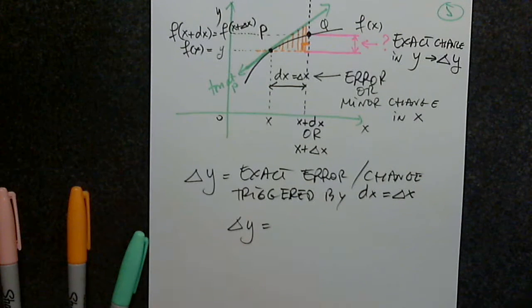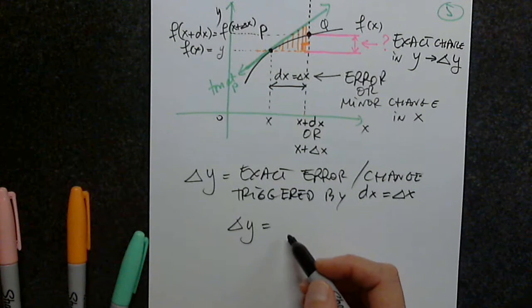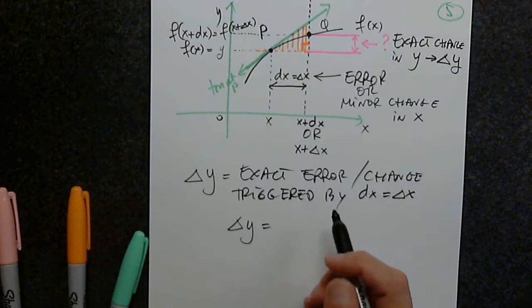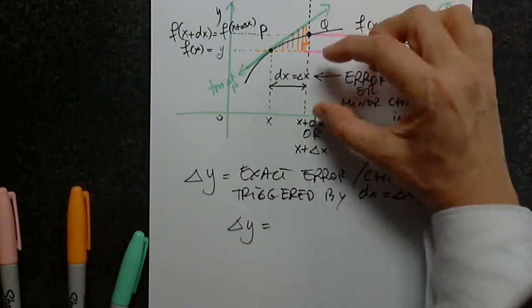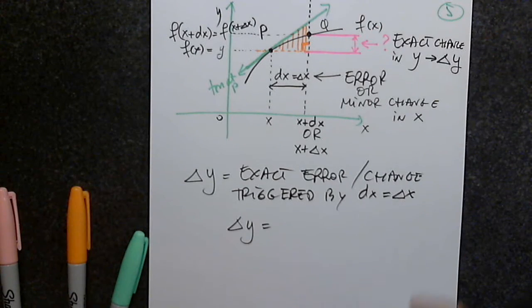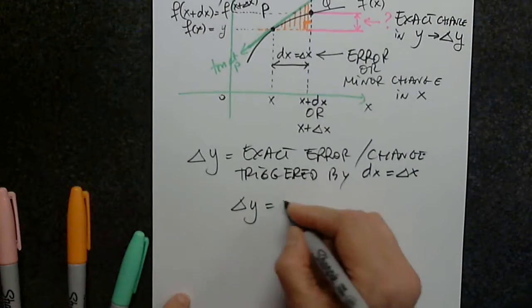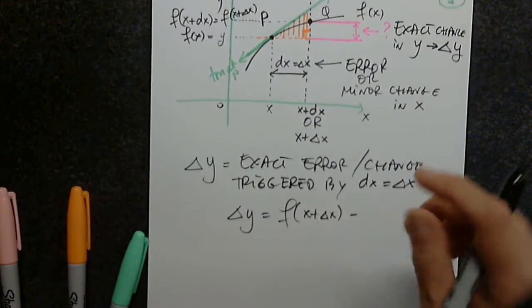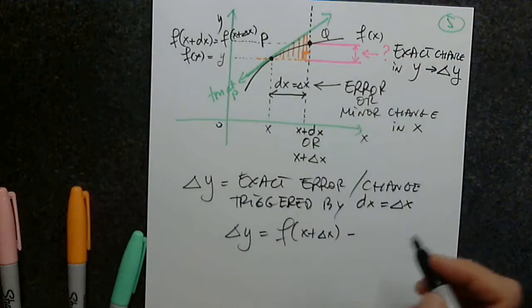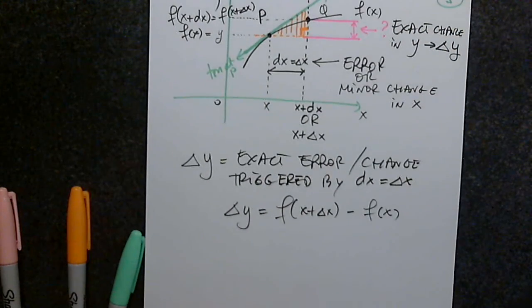When we talk about delta y, we're going to talk about delta x, although they are the same. What will you say? It's obviously this piece minus this piece, correct? So what is this piece? f of x plus delta x minus this piece. Very good. Do we understand this? This happened because there was an error in x. Very good.